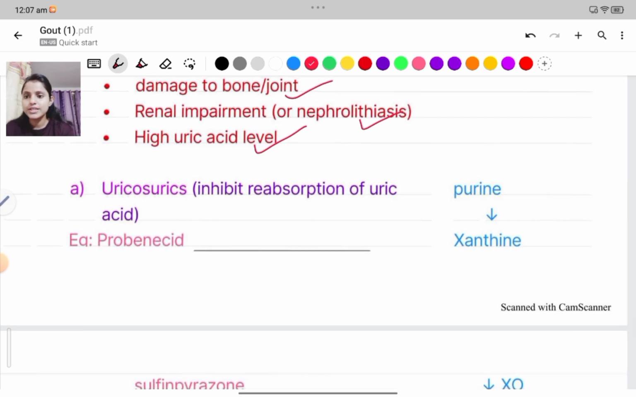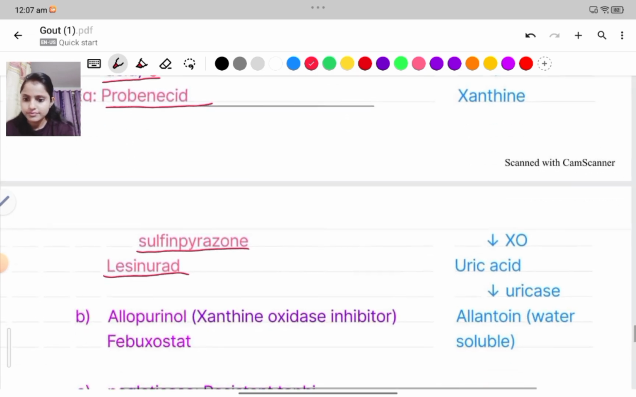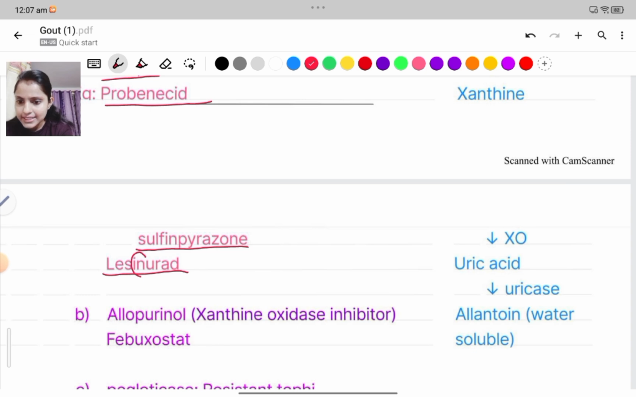So what drugs do we give? We give uricosurics. Uricosurics means uric acid in the urine. So they increase the excretion of uric acid, by inhibiting reabsorption of uric acid. The drugs are probenecid, sulfinpyrazone, and lesinurad. In lesinurad there is IN, meaning increase excretion of uric acid.